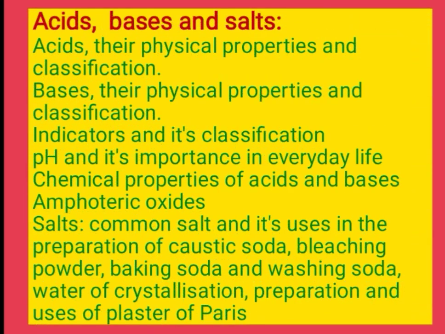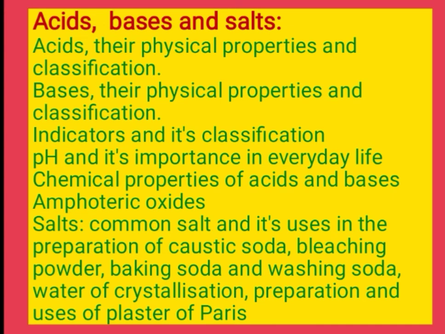The second chapter, that is acids, bases and salts, we have learned a lot of it. So we learned about acids, their physical properties and their classifications. Bases, their physical property and classification. Indicators and its classification. Indicators are nothing but chemical substances that help us to distinguish between an acid and a base.